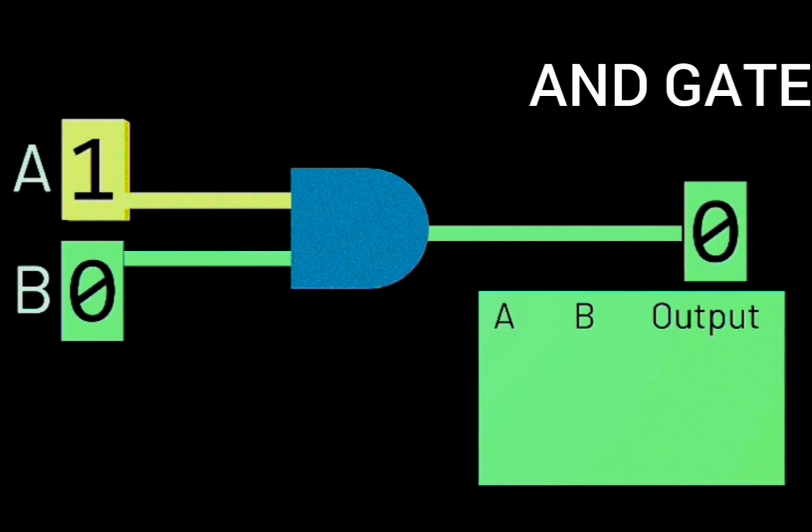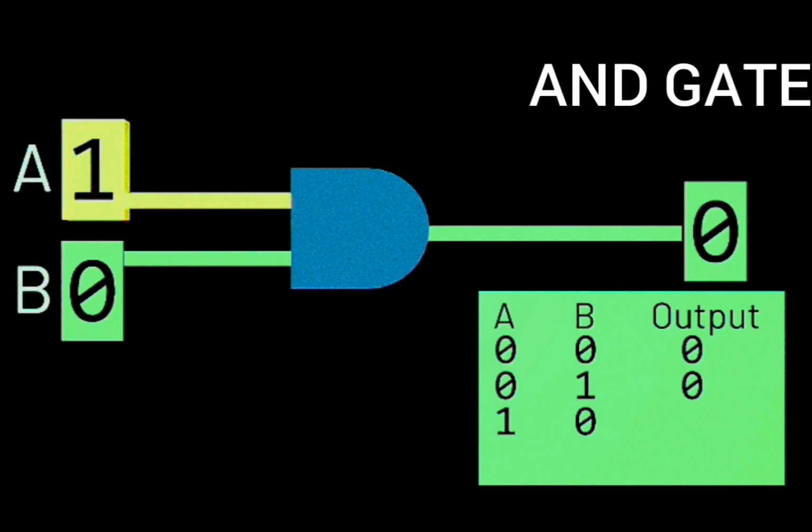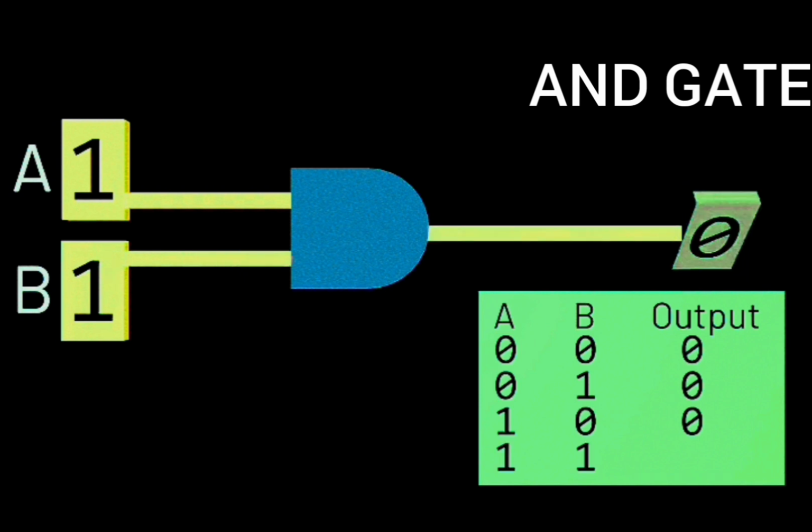See the truth table. A and B are two inputs. If 0 and 0 are given to the input of the AND gate, the output becomes 0. If 0 and 1, the output becomes 0. If we provide 1 and 0, the output is 0. If 1 and 1 are the two inputs to the AND gate, the output becomes 1.